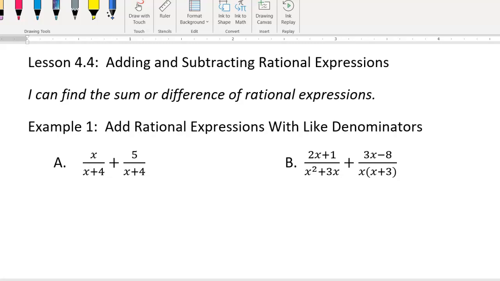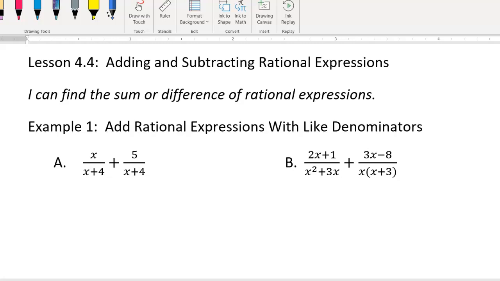All right, in this video, we're going to be looking at how to add fractions, how to add rational expressions. So remember, when you're adding fractions, you always have to have a common denominator. So with these first couple of examples, that's what we're going to be working with. We're going to be working with scenarios where we already have a common denominator.